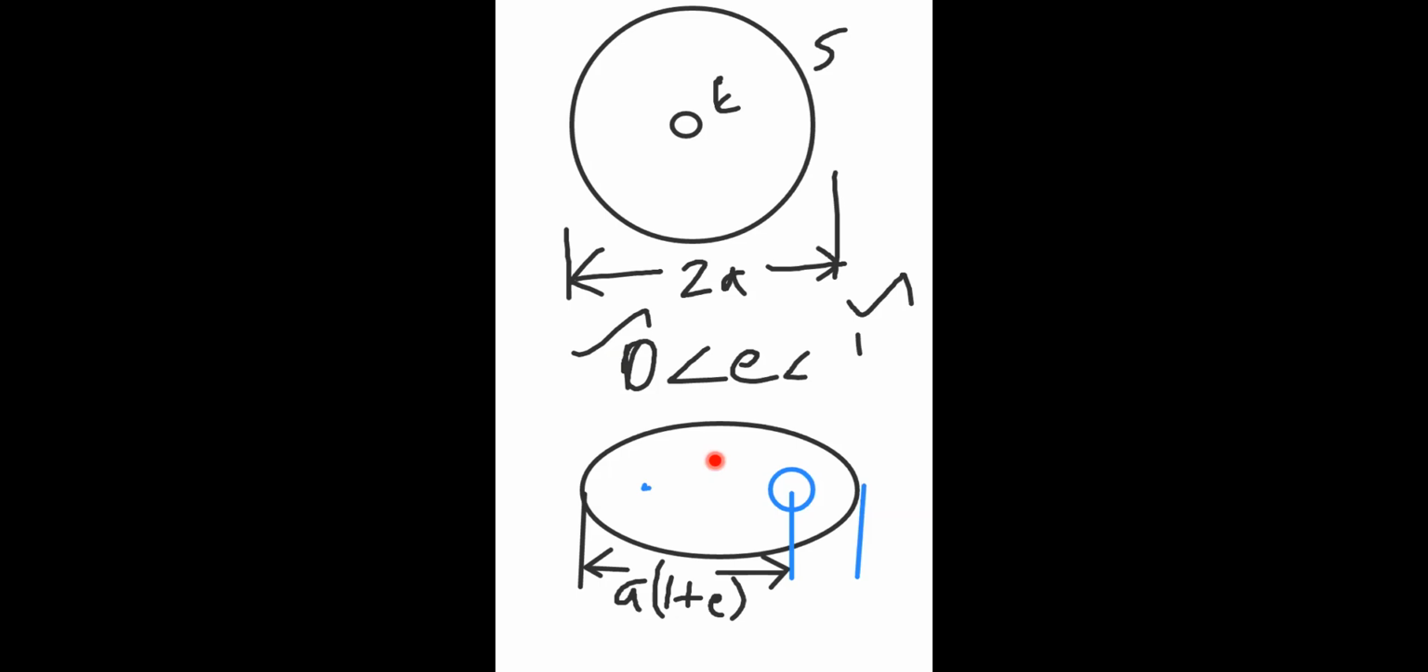And what is this? This is called perigee. The largest distance is apogee, and the smallest distance is called perigee. That perigee value is a into 1 minus e. A into 1 minus e.